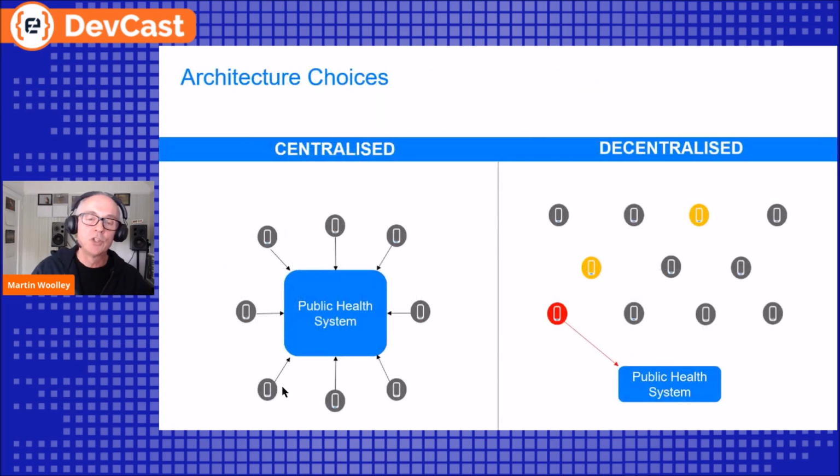Now, there are two competing architectures to choose from when building an ENS system, and you may have heard of them because one of them is definitely controversial. And the two choices are called centralized and decentralized.